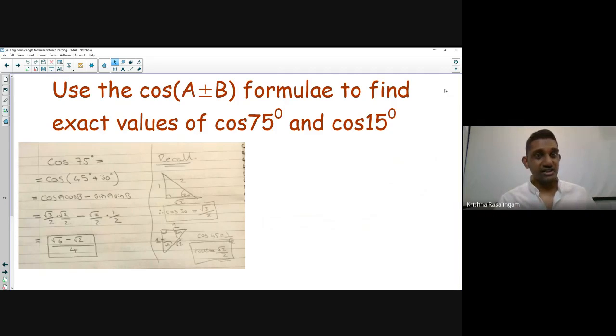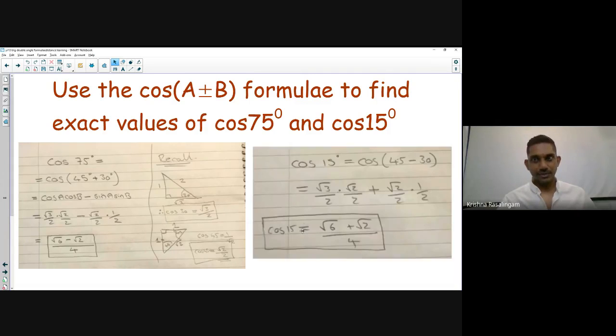So for cos 15, it's exactly the same, but instead of cos(A+B), we're going to use cos(A−B), because 45 degrees minus 30 degrees is 15 degrees. But this time cos(A−B) is equal to cos A cos B plus sin A sin B. So you can see the only difference is with this plus sign and the minus. So this time we end up with root 6 plus root 2 all over 4. So remember, this is a video, you can rewind bits, that's why I'm going a little bit quicker.